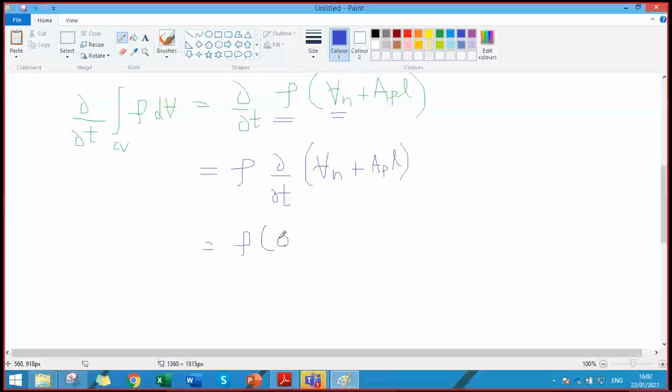क्या एरिया ऑफ प्लंजर चेंज होगा टाइम के साथ? No, sir. So एरिया ऑफ प्लंजर will be brought out. लेंथ चेंज होगी टाइम के साथ? Yes, sir. Yes, that length is decreasing with time, right? Partial L by partial t. Clear? Yes, sir.